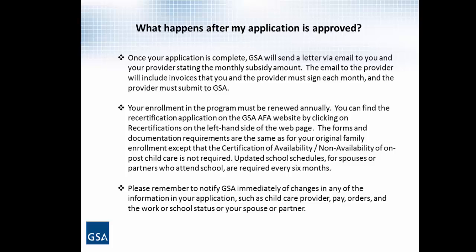AFA program guidelines require annual recertification in the AFA program. You will find the recertification application packages on the GSA AFA website by clicking on recertifications on the left side of the web page. Updated school schedules for spouses or partners who attend school are required every 6 months. Once you are enrolled in the program, please remember to notify GSA immediately of changes in any of the information contained in your application, such as child care providers, care schedules, pay orders, and changes in the work or school status of your spouse or partner.